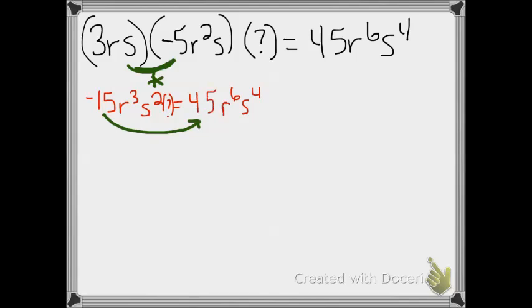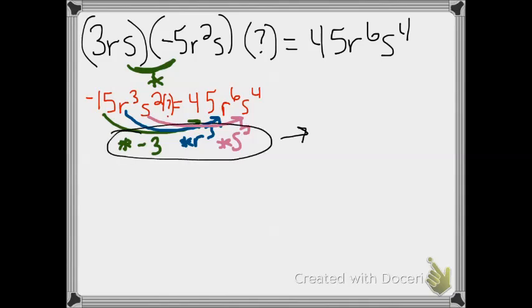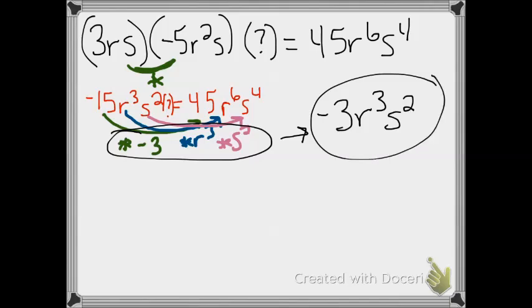Well, to go from negative 15 to 45, I know I need to multiply by a negative 3. To go from r to the 3rd to r to the 6th, I need 3 more r's, that's r cubed. And to go from s to the 2nd to s to the 4th, I need 2 more s's, so that's s squared. And you put all those together and you get negative 3r to the 3rd s squared.